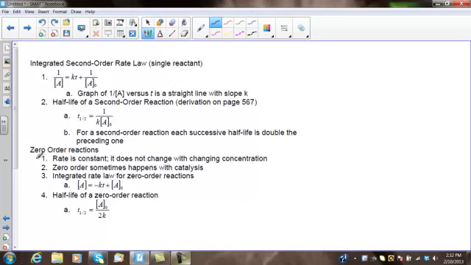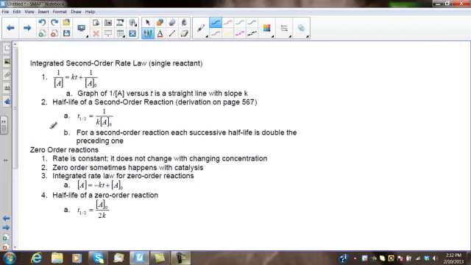The half-life for a second order reaction, which you do not know how to derive, but is found in your textbook, is t to the 1/2 equals 1 over the rate constant times the initial concentration of A. For a second order reaction, each successive half-life is double the preceding one.